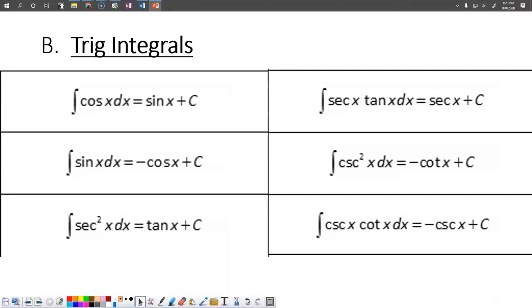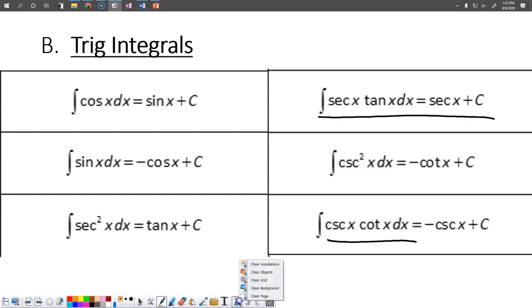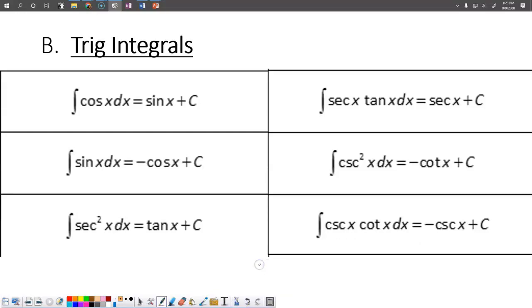So here are our integrals. The integral of cosine is sine. The integral of sine is negative cosine. The integral of secant squared is tangent, and so on and so forth. These ones are kind of weird: the integral of secant tangent is secant, and the integral of cosecant cotangent is negative cosecant. If it doesn't fit one of these 6 patterns, then for the time being, we can say that it's not really relevant. You could have other trig things that you're trying to integrate. Sometimes you just can't integrate them, but for now, these are the 6 we're going to stick to.